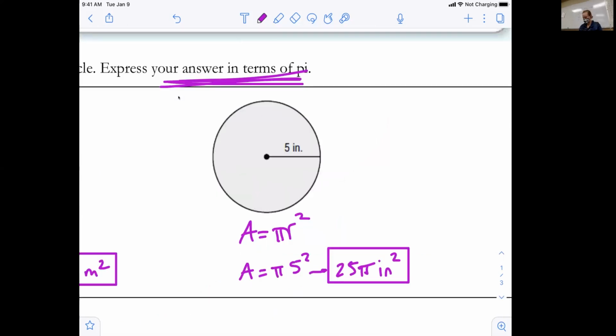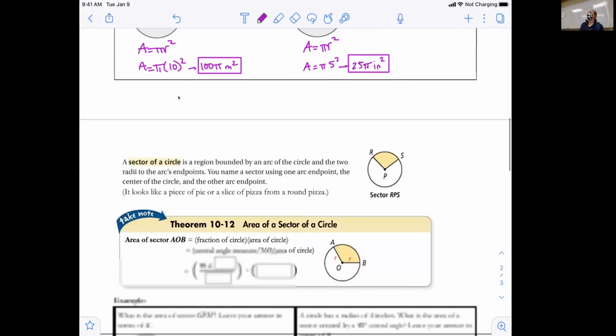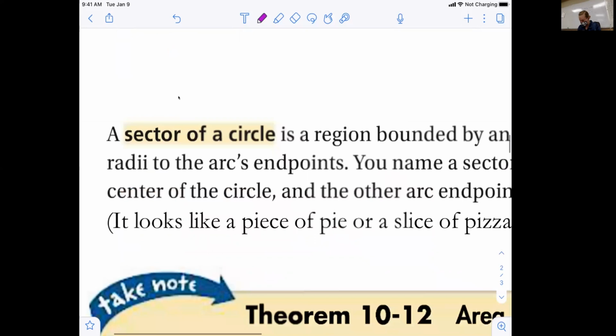All right, that's it on the front side. You guys good? Flip it over to the back or scroll down to the back. It doesn't matter what you do. This is a new piece of information, but I think you guys are fully capable of handling this. This is called sector of a circle. I like to think of sector of a circle as a piece of pizza or a piece of pie. A sector is literally a piece of pizza.